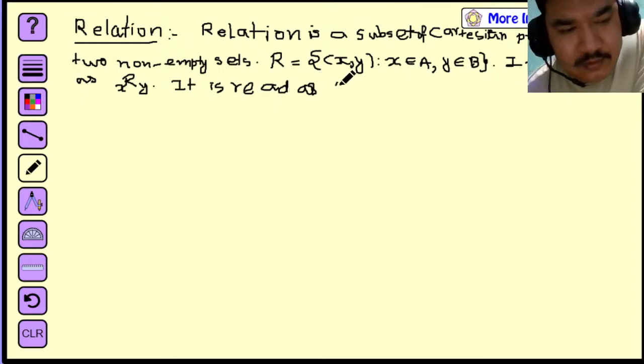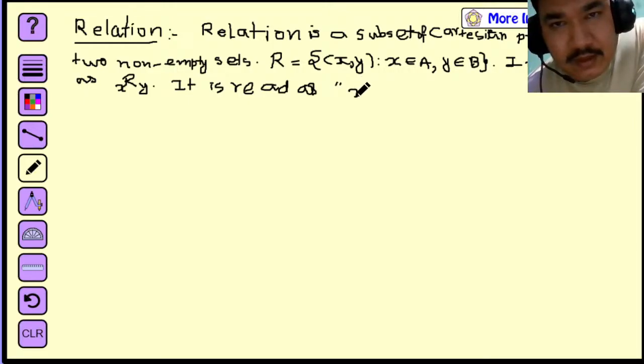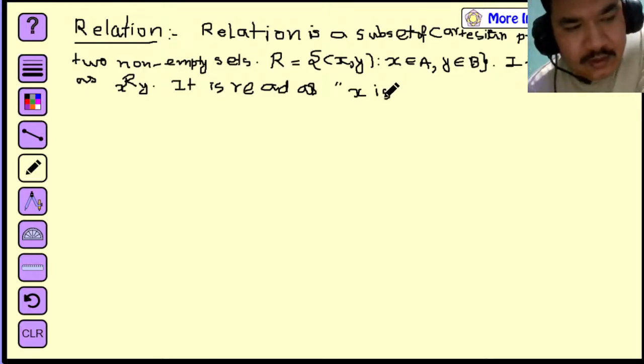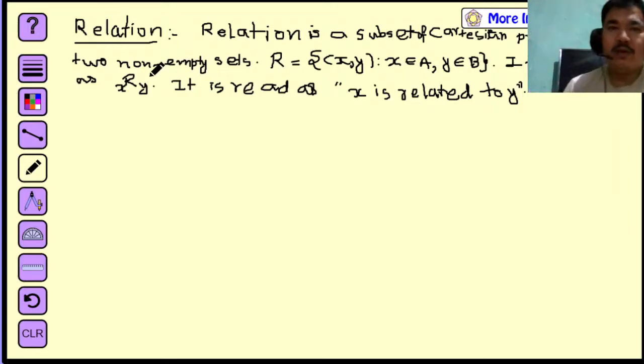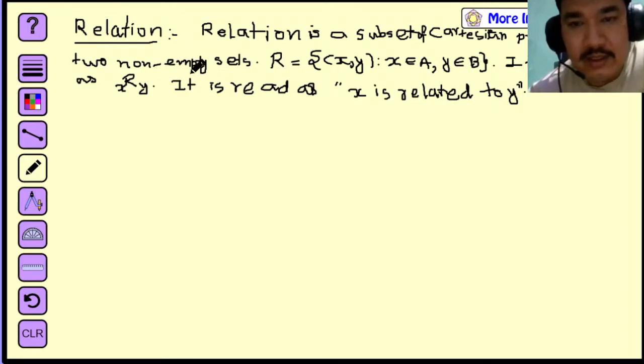Right here, x is related to y. We do it like this. This is the definition of relation.